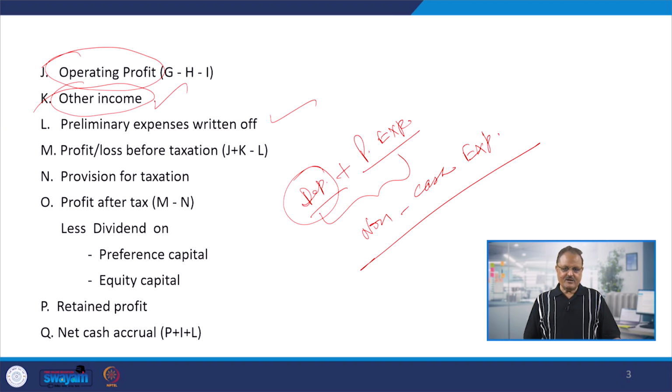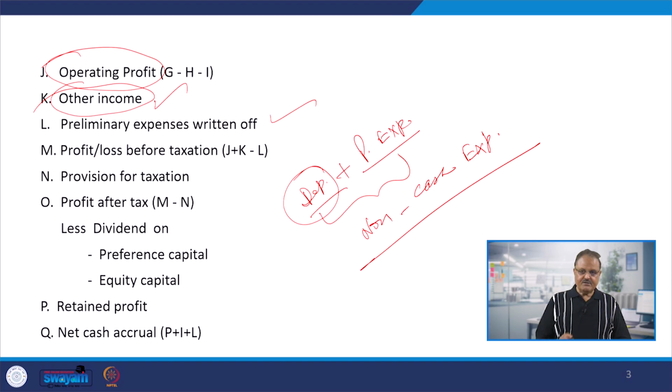So these expenses we are not incurring today. These have been incurred in the past. Only we are recovering these expenses now. So they are also expenses, but non-cash expenses. So they are only book entries, but yes, we have to make these book entries. So preliminary expenses, depreciation, we have to take all into account.